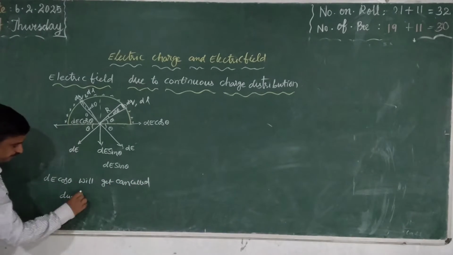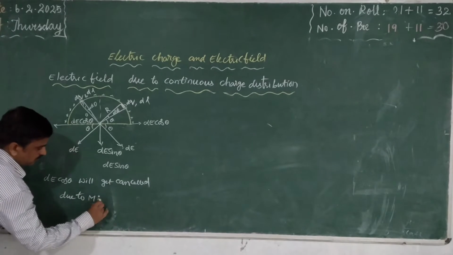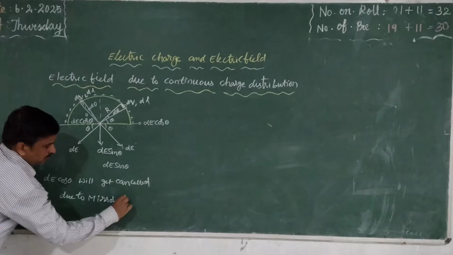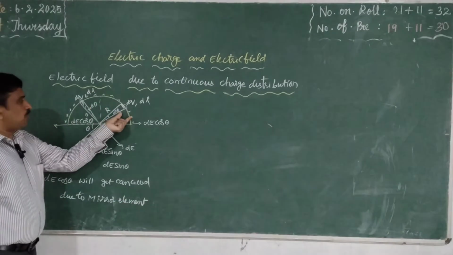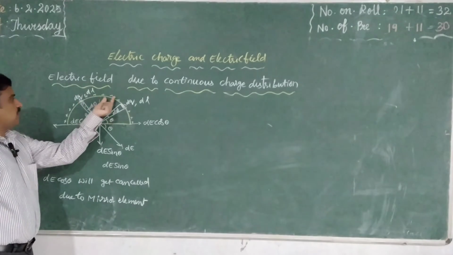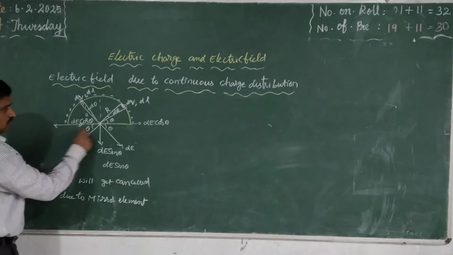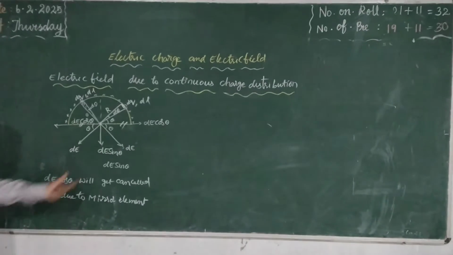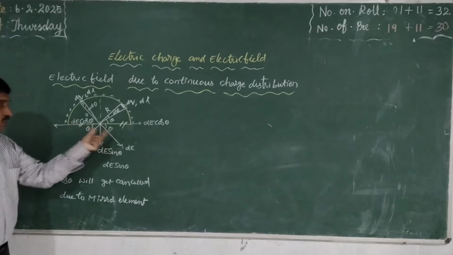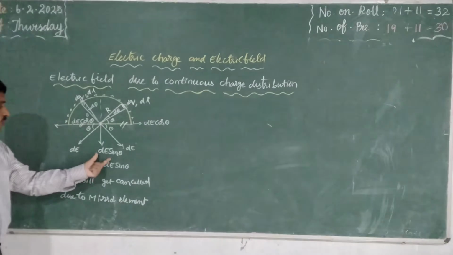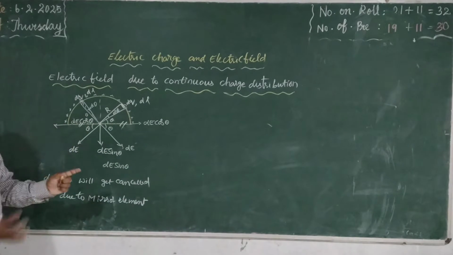They cancel due to the mirror element. Mirror element means symmetrical. This part is symmetrical to this part. So the dE cos theta components cancel, and we have only dE sin theta. This is the negative side, this is the positive side, so both are in opposite directions and cancel. What we have is only dE sin theta, so we can add all the dE sin theta. What we get is a net electric field.